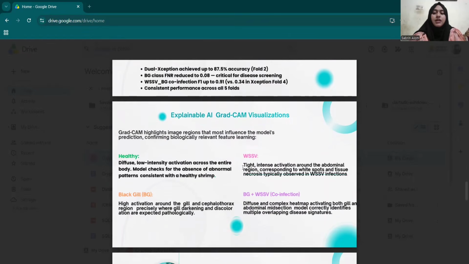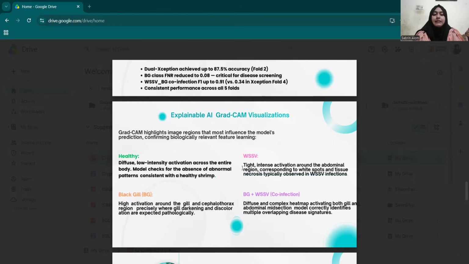So here is the visualization of this presentation. This technique creates a heat map on top of the shrimp image. The bright areas show where the AI is looking when it made its decision. So let's explain the four features in here.